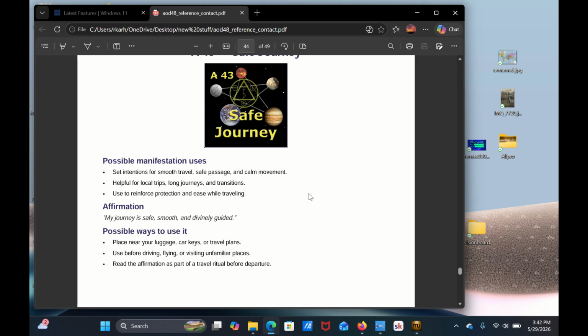Placed near your luggage, car keys, or travel plans. Used before driving, flying, or visiting unfamiliar places. Read the affirmation as part of a travel ritual before departure.